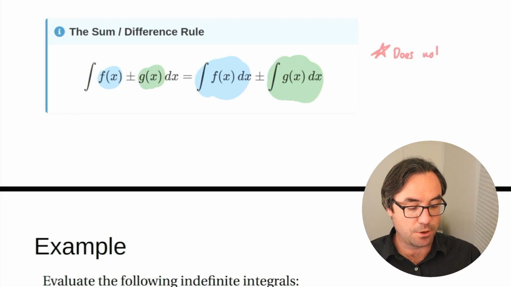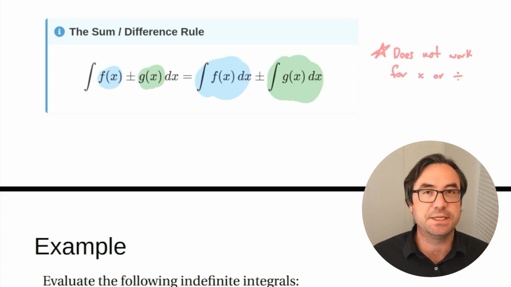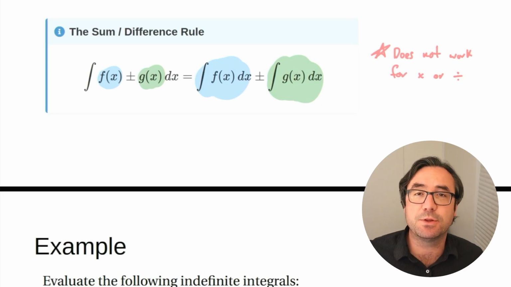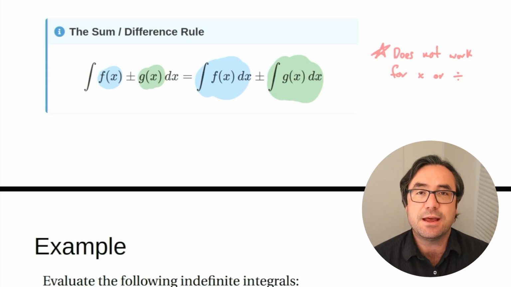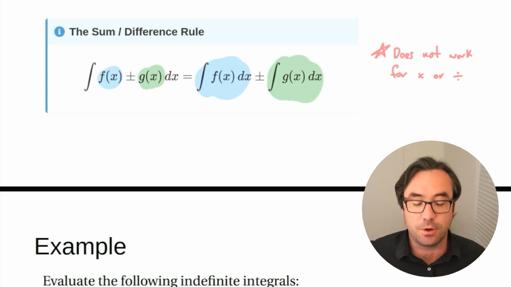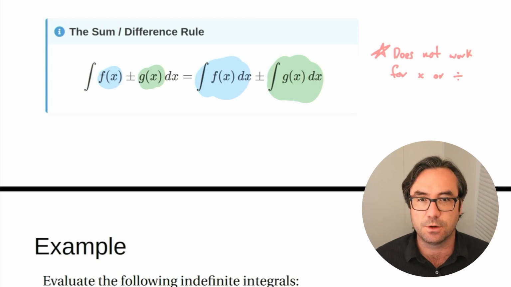It does not work for multiplication or division. It's really tempting, but unfortunately it doesn't work. Just like what happened with derivatives. With derivatives, we didn't have a nice, easy rule for multiplication. We had the more involved product rule. And same thing for division. We had the more involved quotient rule.